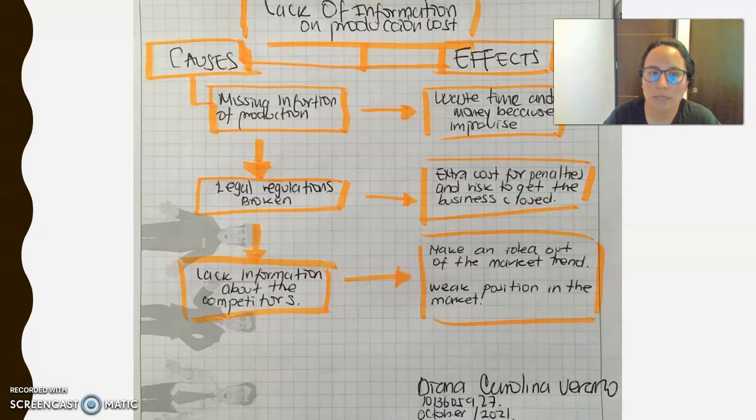So one of the causes that I have identified is the missing information of the production, whose effect is that it can generate waste of time and money because of improvisation in the process.